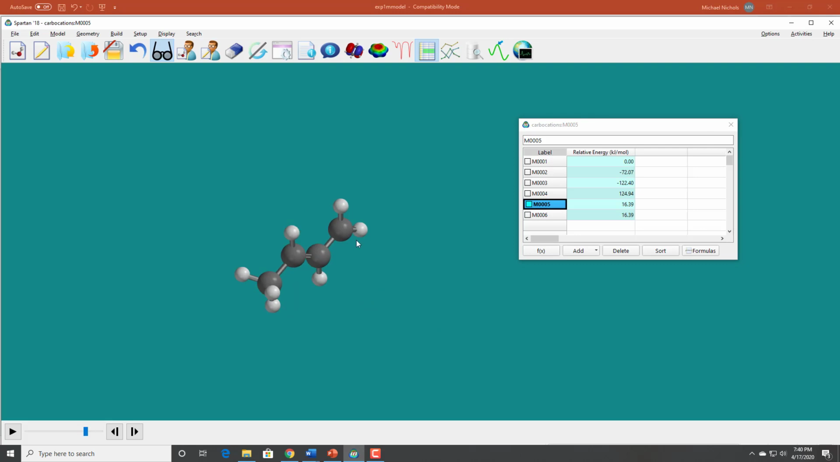This was the primary allylic system. It's down to 16.39 kilojoules per mole. That's interesting. Is that more or less stable than the primary carbocation that was not allylic? But here's something I don't necessarily know that I would have predicted, which is interesting. Yeah, actually it's not that interesting.